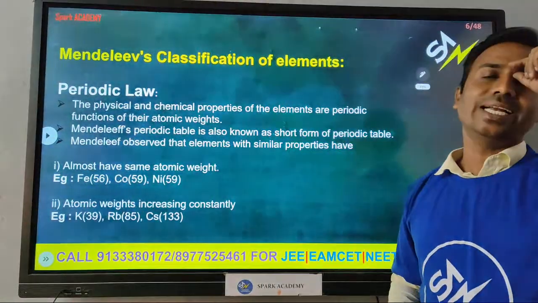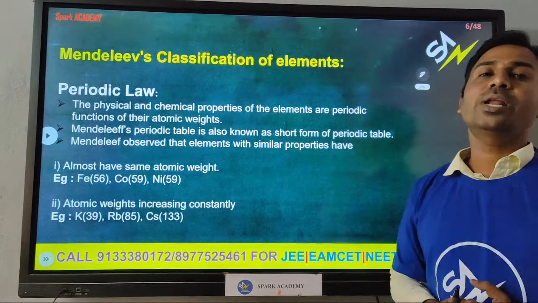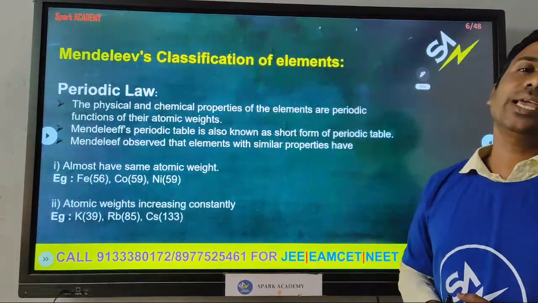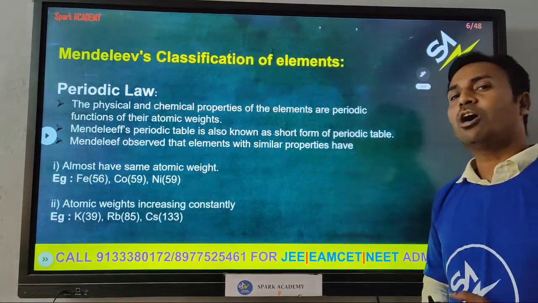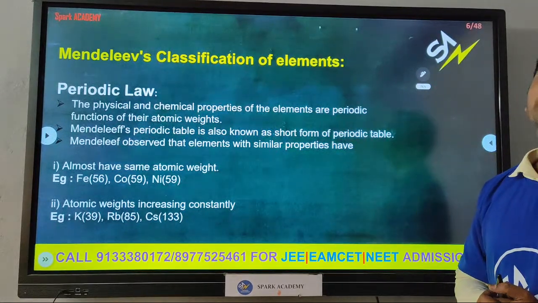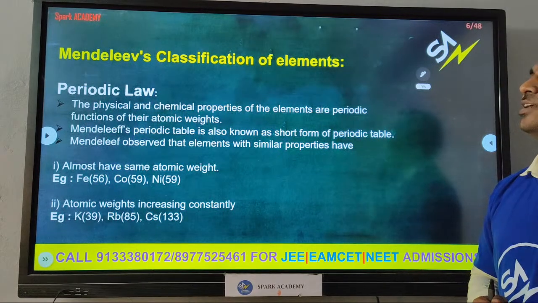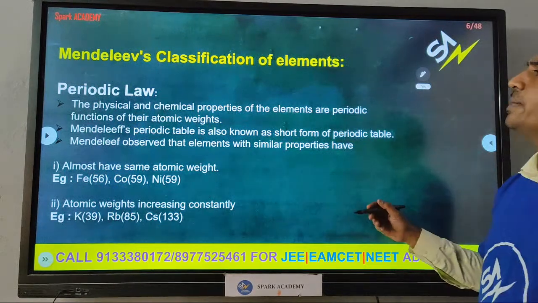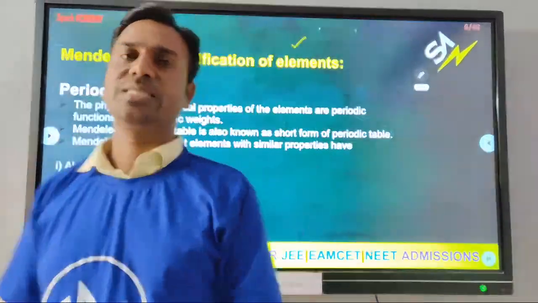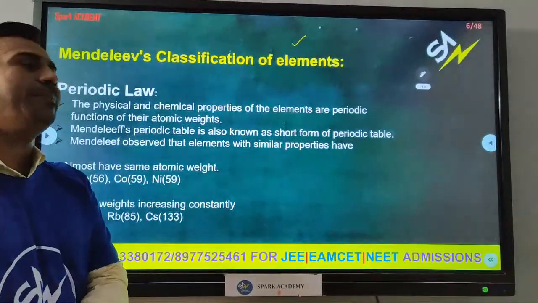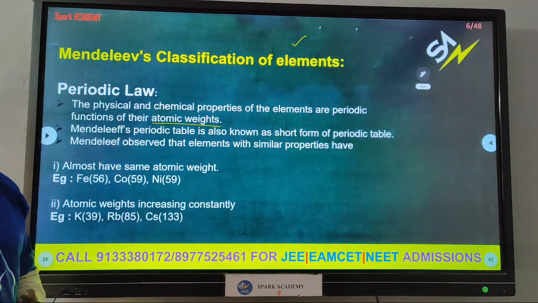Who was the first scientist to attempt to classify the elements? Dobereiner. After Dobereiner, Newlands and Lothar Meyer classified elements and showed their periodic tables. But after them, the great scientist Dmitri Mendeleev classified the elements. So it is called the Mendeleev classification of the elements. What is the main fundamental property of the Mendeleev classification? The main base of Mendeleev's classification is atomic weight, atomic mass.